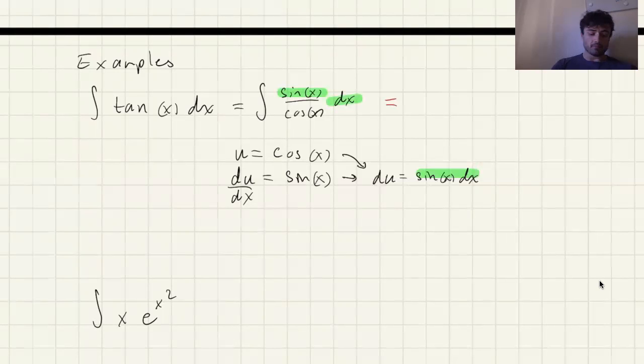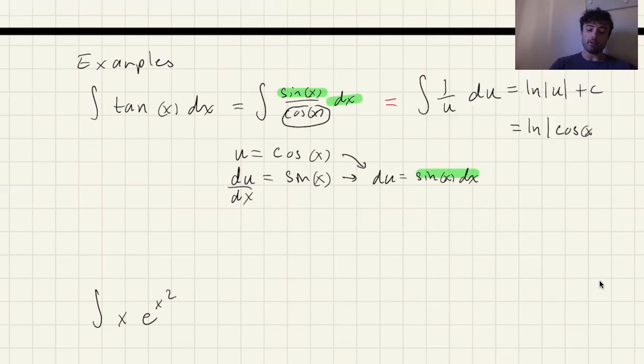So now I do substitutions. And so where I see a cosine appear, I swap it out with u. So I have 1 over u. And where I see sine x times dx, I swap it out with a du. Okay. Now this is a function, 1 over u, that we know how to take the antiderivative of. It's natural log of the absolute value of u plus c. But now I have to back substitute and put back in what u is. So this is natural log of the absolute value of cosine of x plus c. Here's my final answer. Okay.